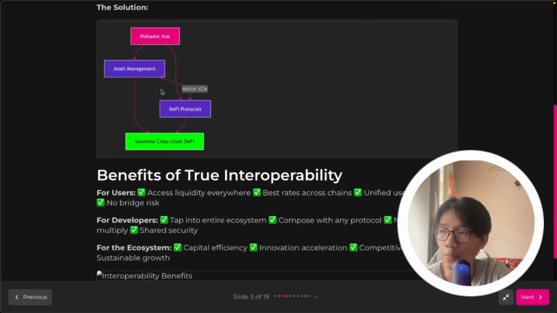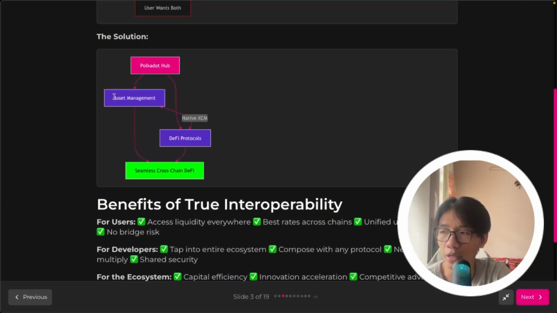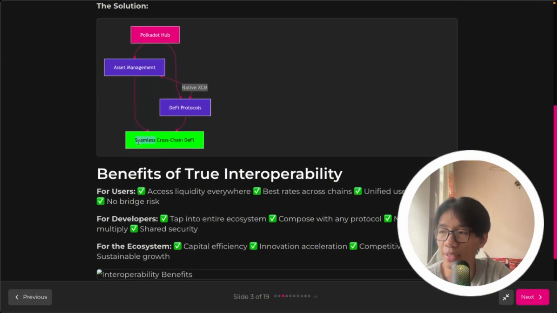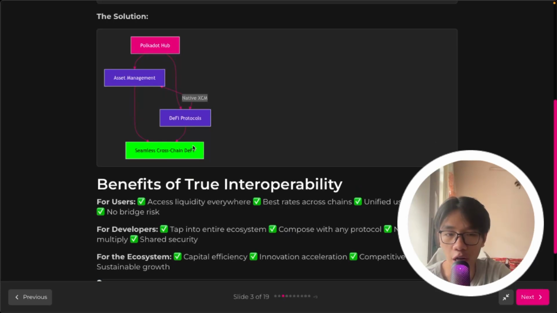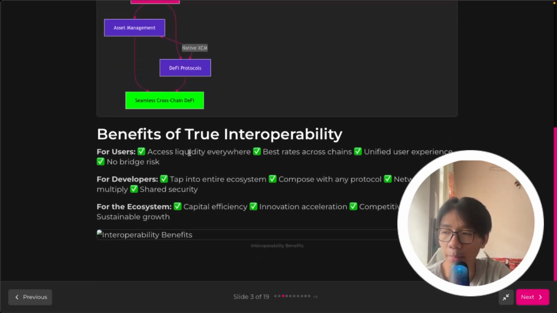Now the solution for the Polkadot Hub is to call directly to the runtime module, asset management, because it's built on top of Polkadot Asset Hub. And with this, there's native XCM that the asset management can use to interact with other DeFi protocols, and it's going to enable seamless cross-chain DeFi across the whole Polkadot network and from the Polkadot Hub specifically. So the benefits of true interoperability are access to liquidity everywhere, best rates across the chains, unified user experience, and no bridge risk. Tap into the entire ecosystem, composability with any protocol, network effects multiply, and shared security. And for the ecosystem, it would be capital efficiency, innovation acceleration, competitive advantage, and sustainable growth.